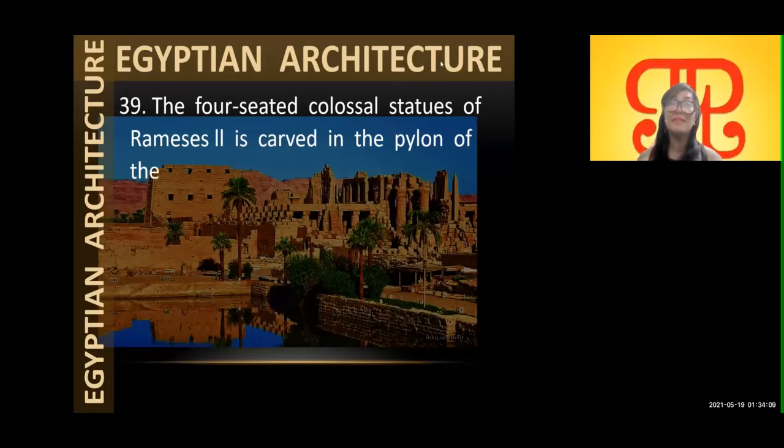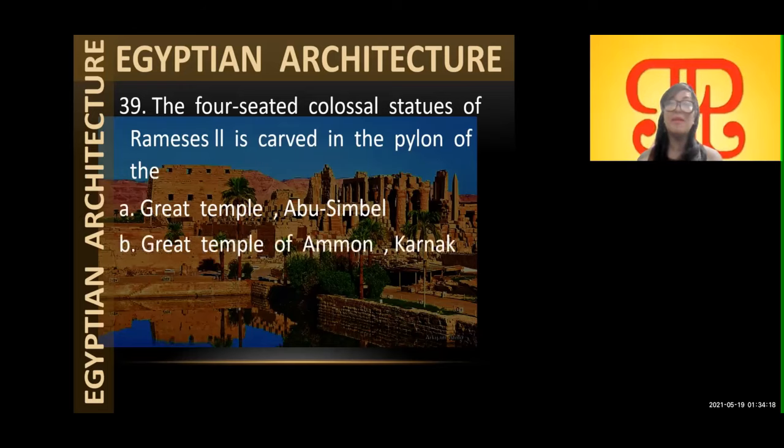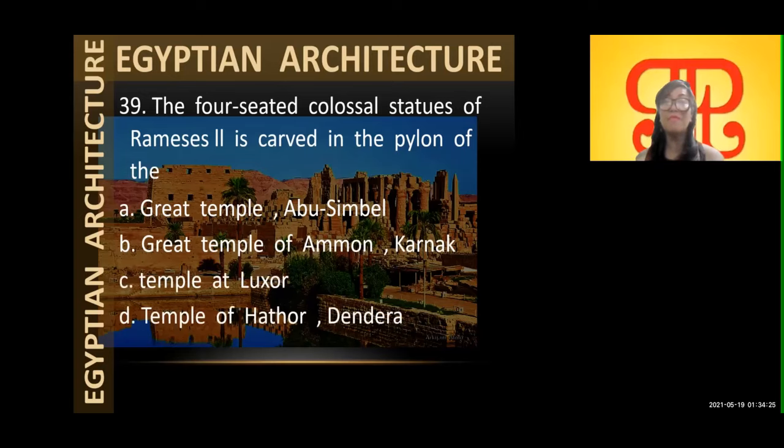39, the four seated colossal statues of Ramses II is carved in the pylon of the, is it A, Great Temple of Abu Simbel? Is it B, the Temple of Amun-Karnak? Or is it C, the Temple at Luxor? Or is it D, Temple of Hathor Dendera? So the answer here is Great Temple of Abu Simbel.